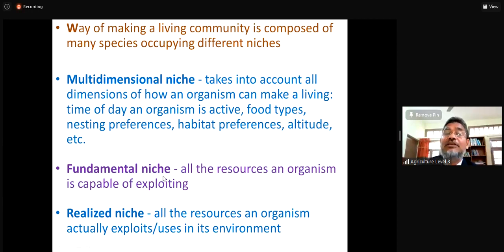The multidimensional niche is another thing. This is almost the same as the realized niche. Sometimes it is called multidimensional niche. That is, it takes into account all dimensions of how an organism can make a living.